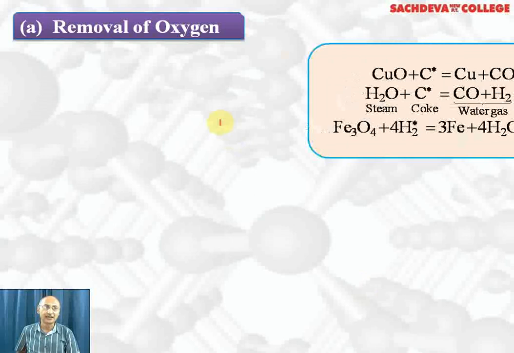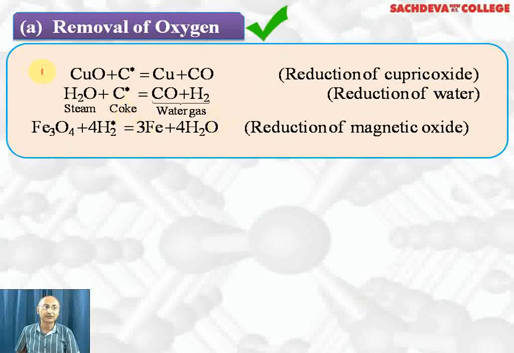First we are taking example in which oxygen is being removed. Cupric oxide or copper 2 oxide, when reduced with carbon, we get copper plus carbon monoxide. Here from copper oxide we are removing oxygen, therefore it is reduction of cupric oxide.